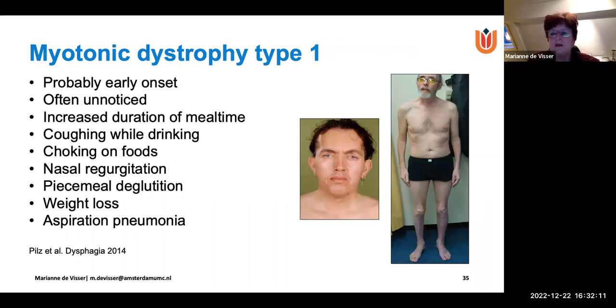Myotonic dystrophy is often associated with dysphagia, swallowing difficulty, and probably already early in the disease. It is often unnoticed, and that may also be due to the cognitive changes of these patients. If you specifically ask them, they complain about increased duration of the mealtime, and they often cough while drinking. They choke on food. The food and drink liquids may come through the nose. They have to take small bites, and that may lead to weight loss and to aspiration pneumonia.